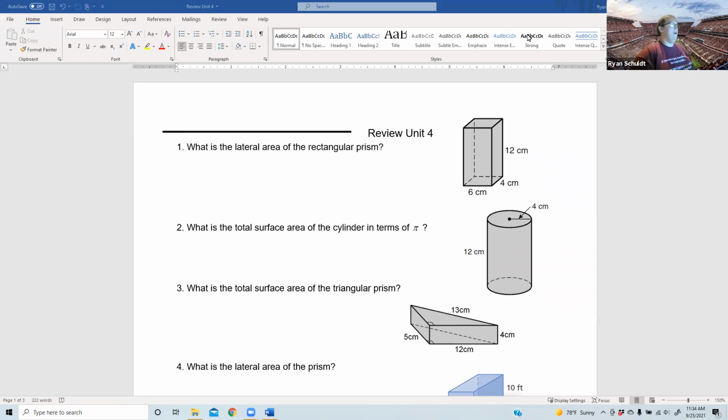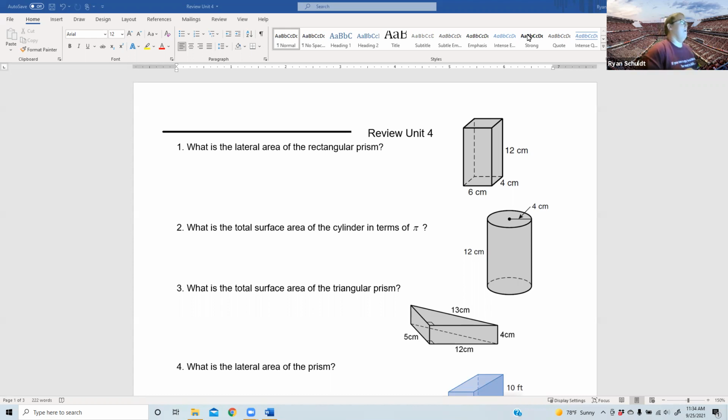Like I've mentioned in class, the test won't have you find all three at once. It won't give you a prism and say, find me the lateral area, total surface area, and volume on one problem. It could do it, but it would split it up over three different problems. What's more common is what you're going to see on the review. I'm going to say, hey, here's a prism, find the lateral surface area. Hey, here's a pyramid, find the volume. And then just leave it at that.